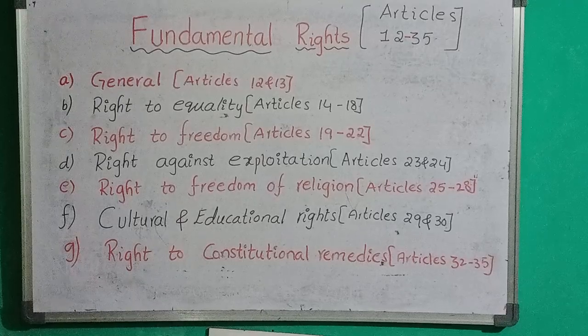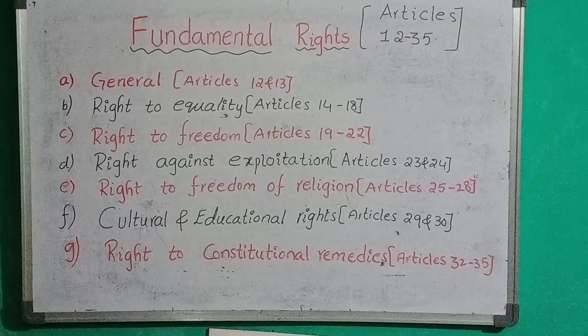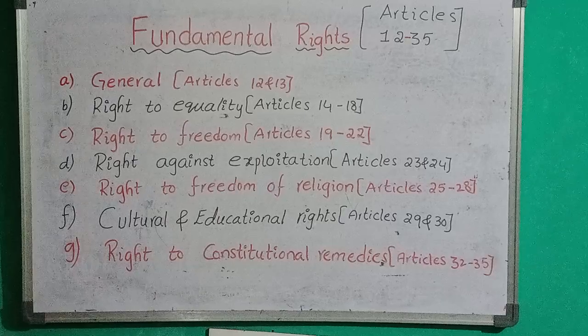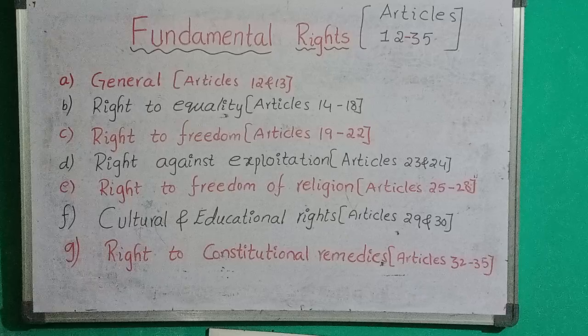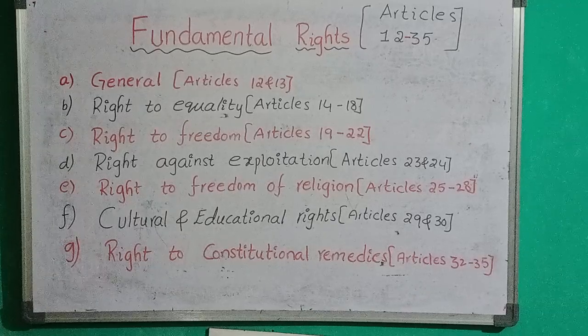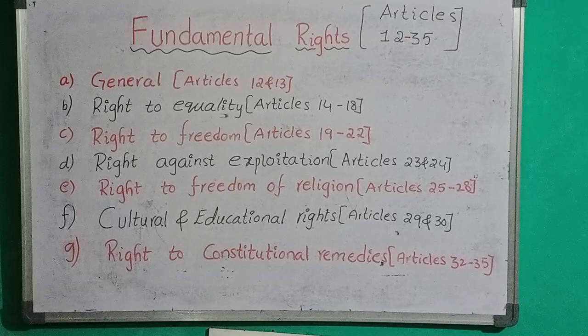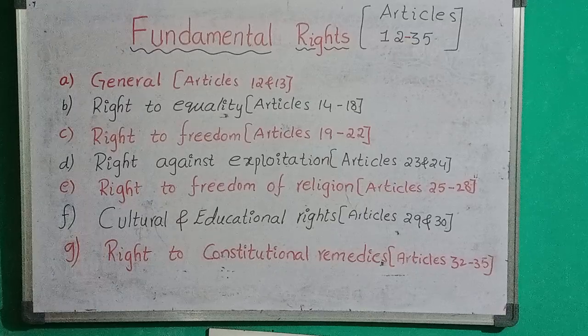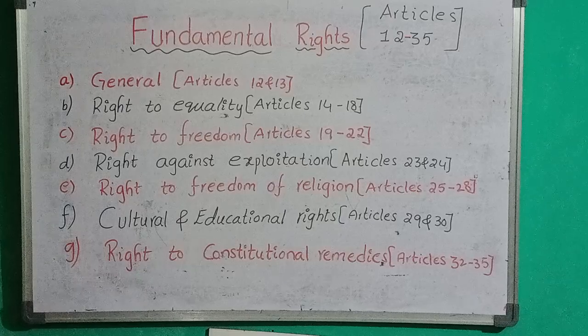The 44th Amendment of the Constitution has abolished the right to property as a fundamental right as guaranteed by Article 19(1)(f) and Article 31. Hence, Article 19 Clause 1(f) and Article 31 have been omitted.